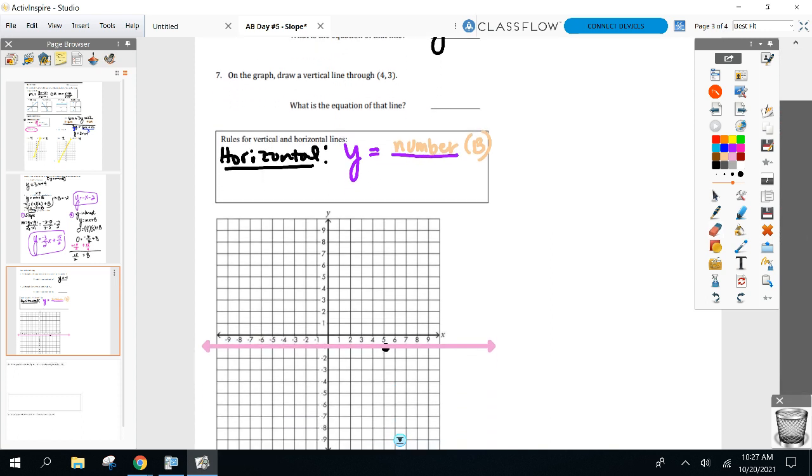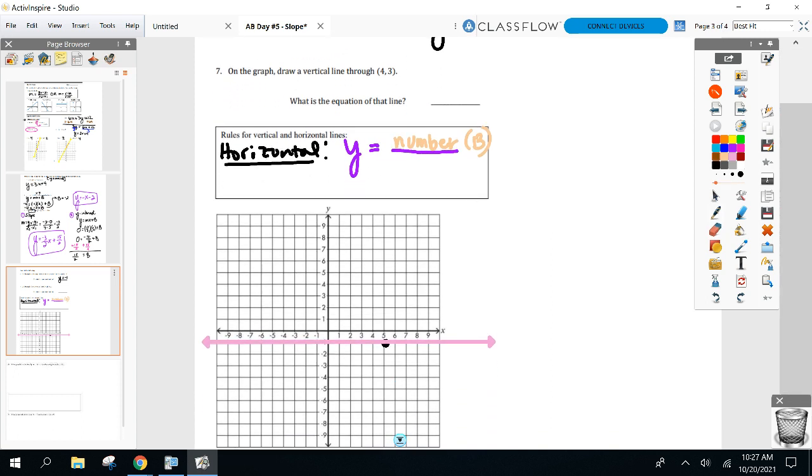All right, what about a vertical line? So everyone graph 4, 3 now. 4, 3. And draw yourself a vertical line through it.